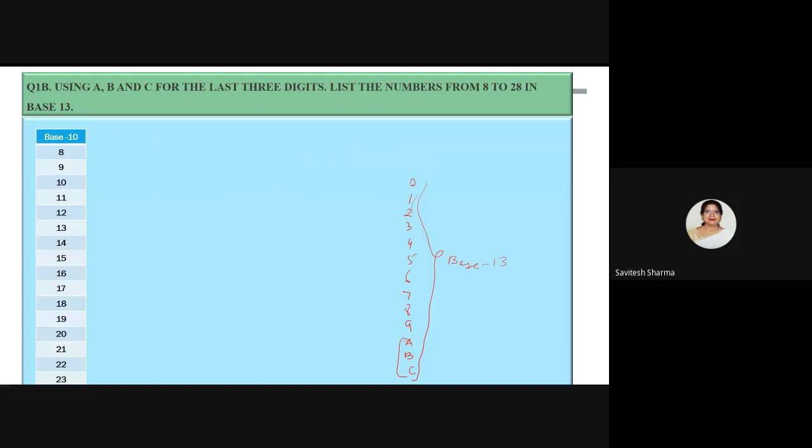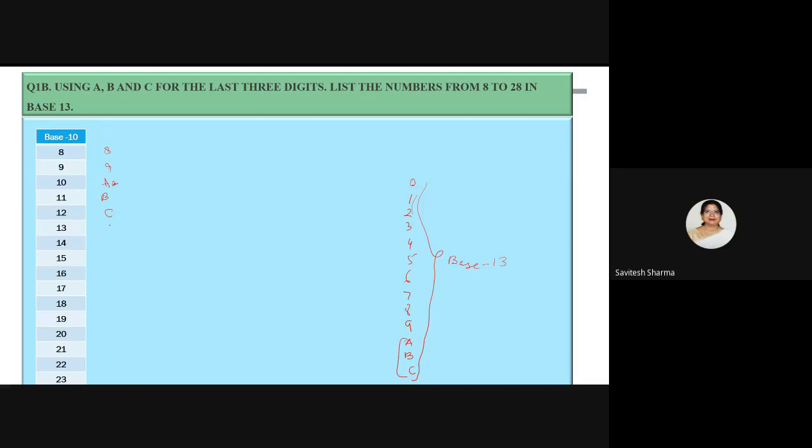So now you want to represent 8. You know that 8 will be similar to 8 in base 13, then 9, then 10. 10 you cannot take because here you see after 9, A, B, C are there. So you will replace this 10 with A, 11 is B, and 12 is C. So now your first series is completed. The 0 series is completed. Now you will go to the next series.